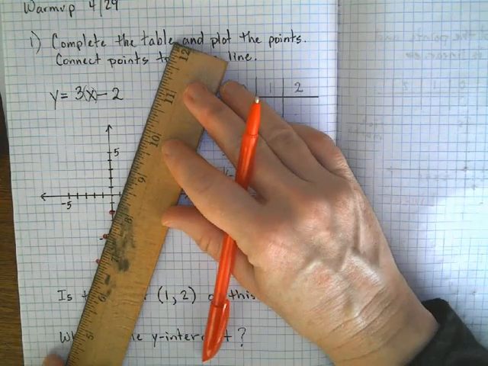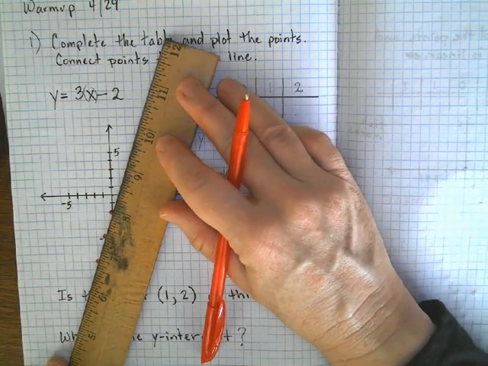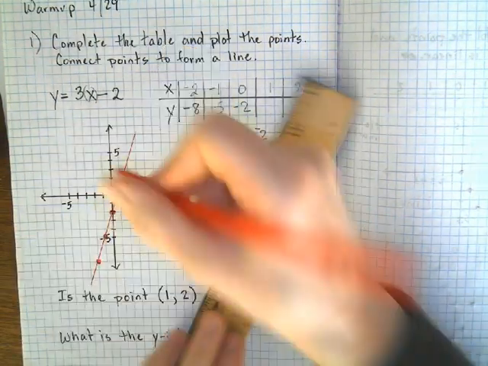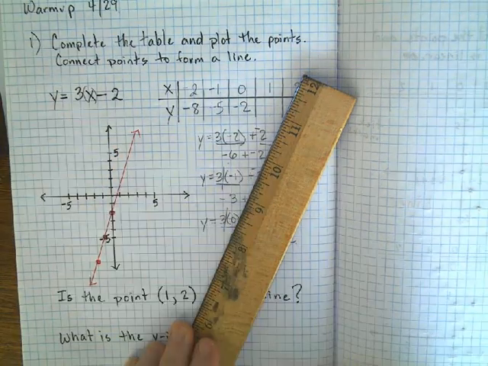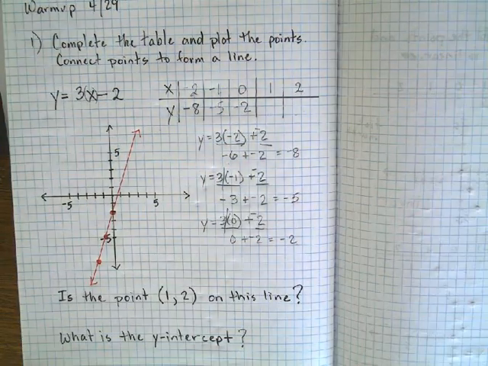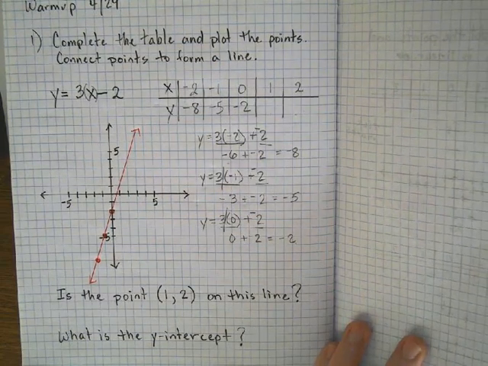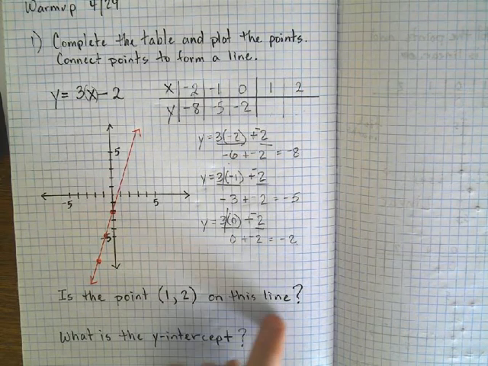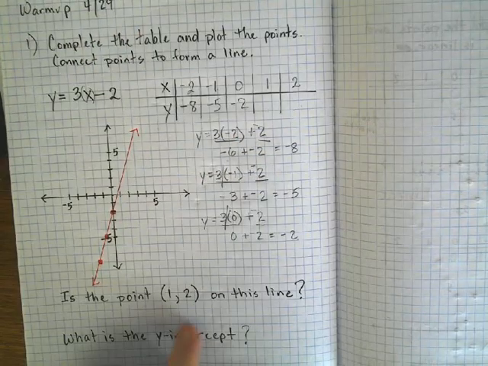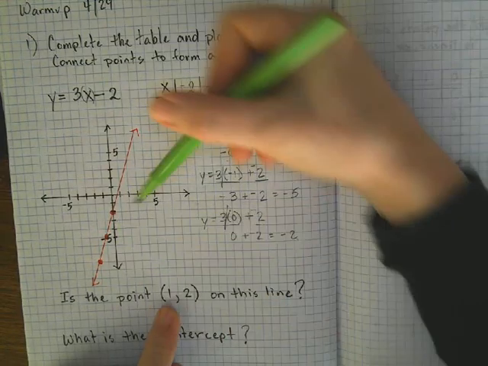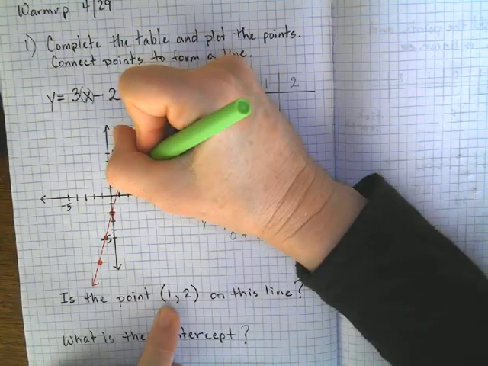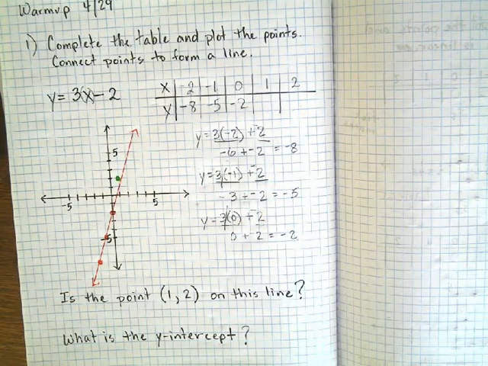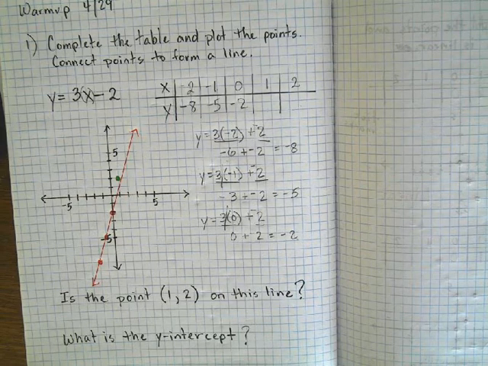Okay? All right, now I'm going to take my ruler and I'm going to go like this. Okay, now there's my line. Now I'm going to answer this question. Is the point 1, 2 on this line? All right, where is 1, 2? 1 to the right and up 2. It's right here. Ooh, is that on the line? It's kind of hard to tell. It looks really close.